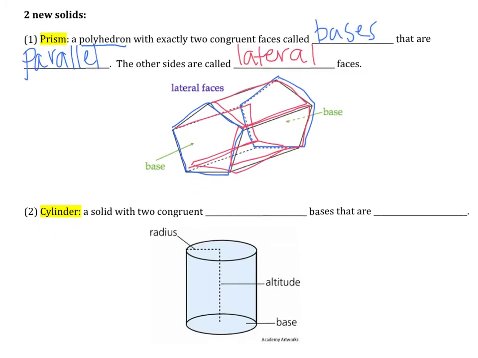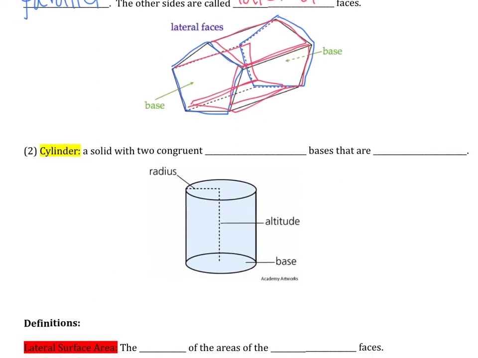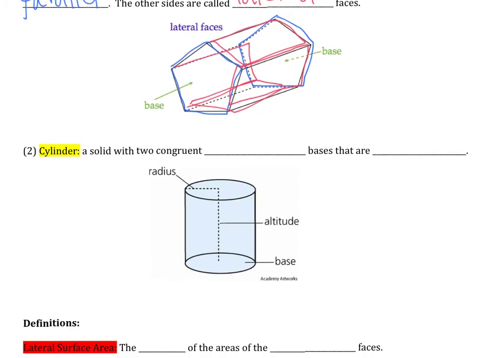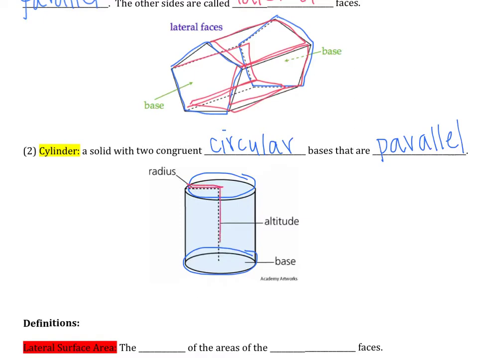Next, we're going to talk about a cylinder. A cylinder is a solid with 2 congruent circular bases. So this is not a polyhedron. It's very similar to a prism, but it has circular bases, and those bases must be parallel. So here in our picture, we have this circular base on top and this circular base on the bottom. In the picture, we also show our radius and our altitude, or our height. Okay, so that is the definition of a cylinder.